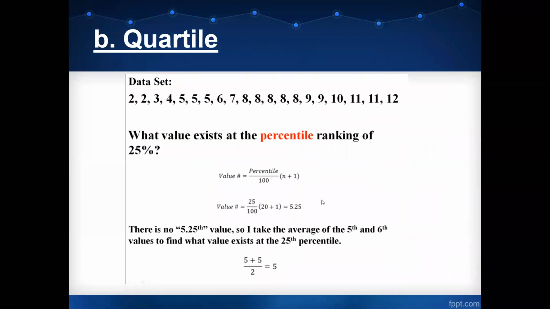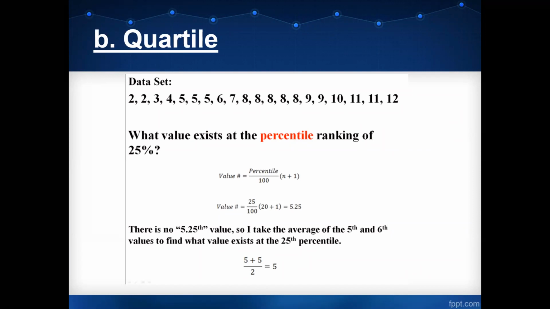Okay, so let's take an example. We have the data set of 2 up to 12. The question is, what value exists in the percentile ranking of that 25%? So we are now looking at the 25%. Which number from 2 to 12 is in the 25% position?